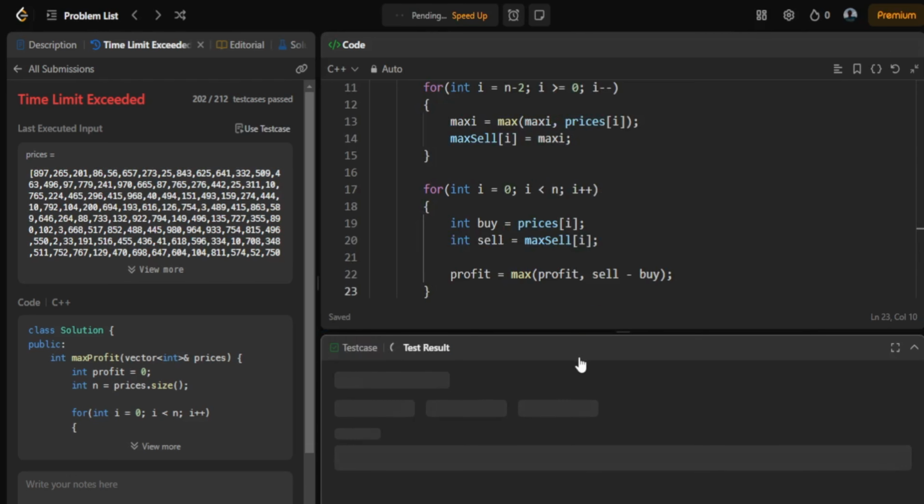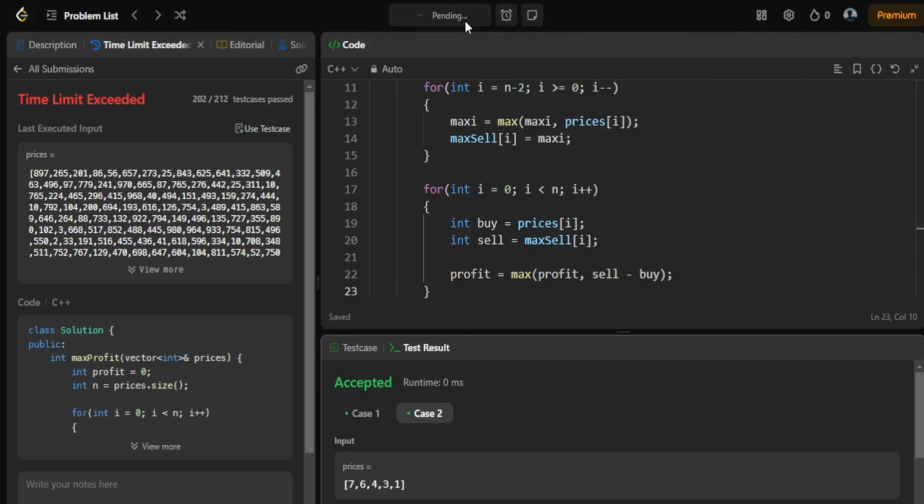Now let's run and let's see. Okay, so you can see that both test cases are getting passed. Let me just submit this.